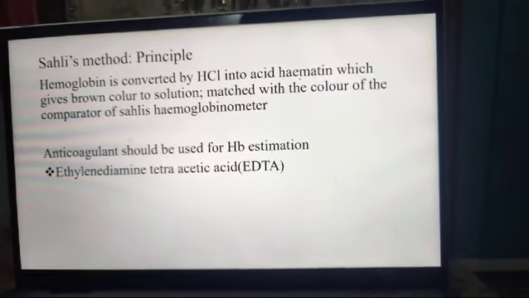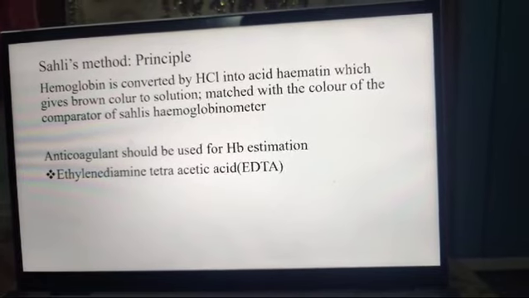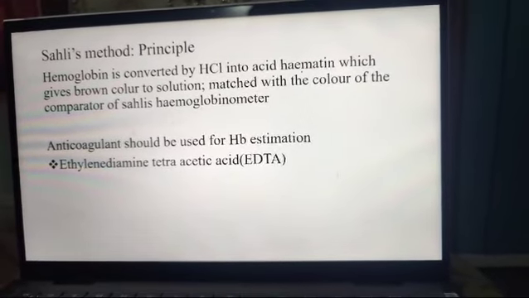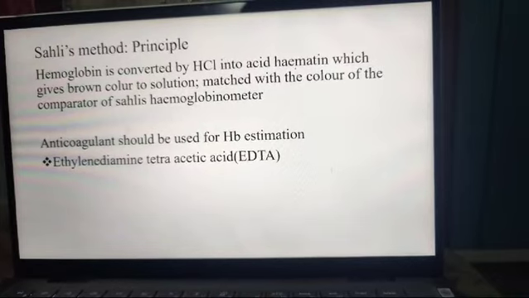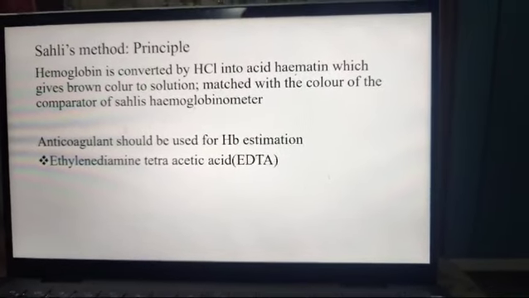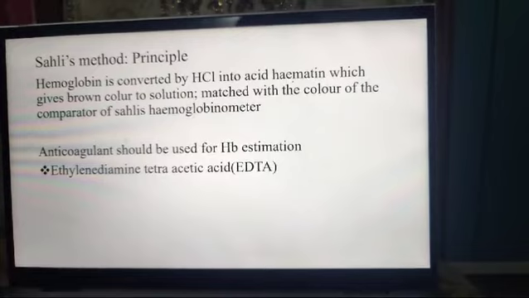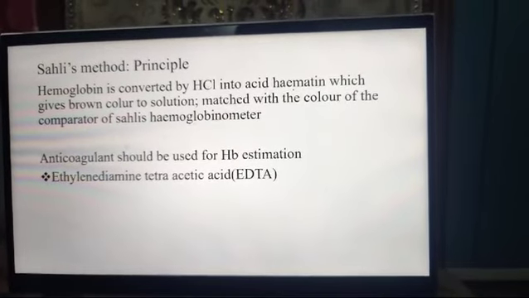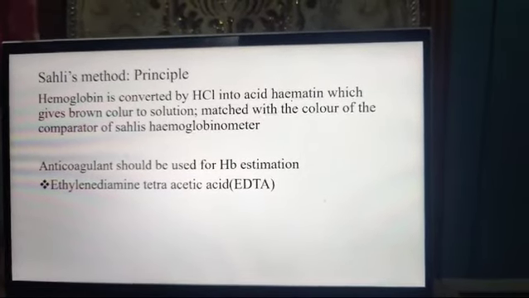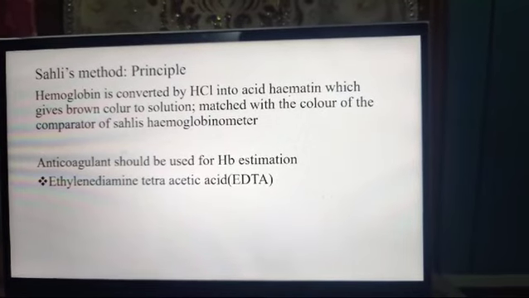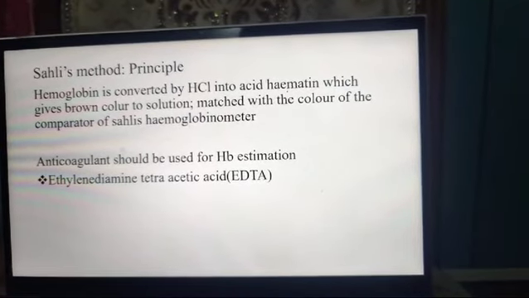We go on to the Sahli's method, which is the most commonly used. The principle of Sahli's method: the hemoglobin is converted by HCl into acid hematin. So, acid hematin formation is the principle of this method. This acid hematin gives a brown color to the solution. It is then matched with the comparator of the Sahli's hemoglobinometer. The anticoagulant which is used is EDTA.